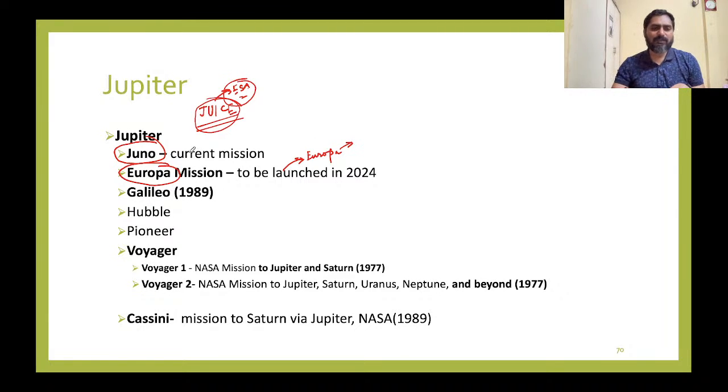Galileo and these are old missions. Voyager again. Voyager 1 and Voyager 2, with respect to Jupiter, are flyby missions. Voyager 1 went to Jupiter and Saturn, and Voyager 2 went to the outer planets. They have both moved outside of what is known as the heliopause.